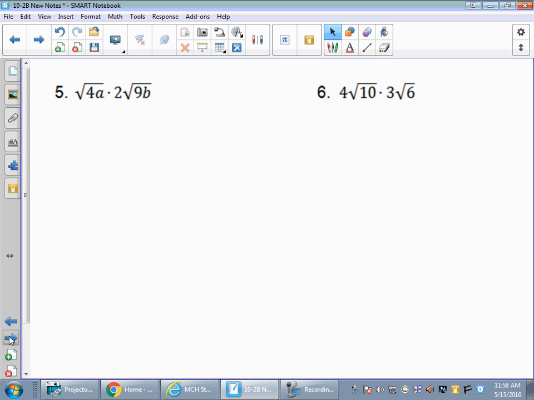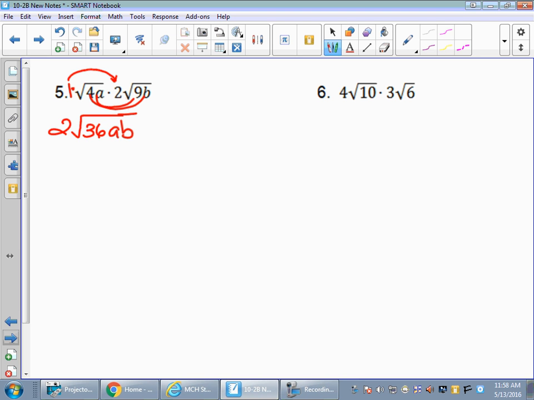A few more problems here, a little bit more involved. Okay, so in number 5, I have a number on the outside. Well, technically, I have a number on the outside of the first radical too. It's just a 1. So just like variables, you multiply the outside numbers and then the variables together. We just multiply outside with outside and inside with inside. So 1 times 2 is 2. And then to condense this, I'm going to do the 4 times the 9 is 36. And the a times the b is ab.